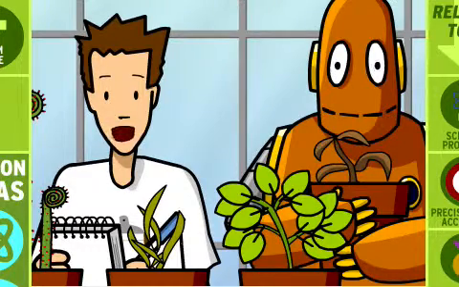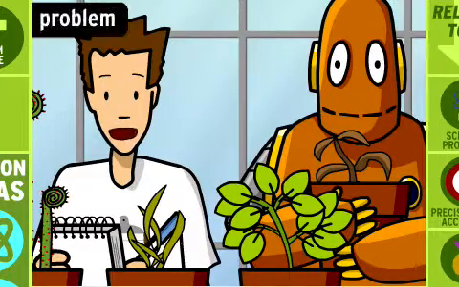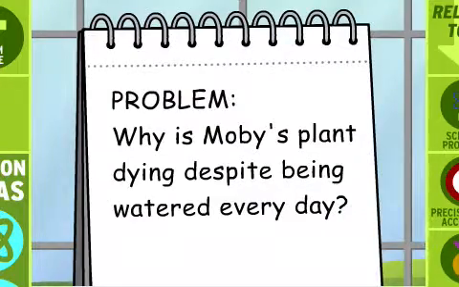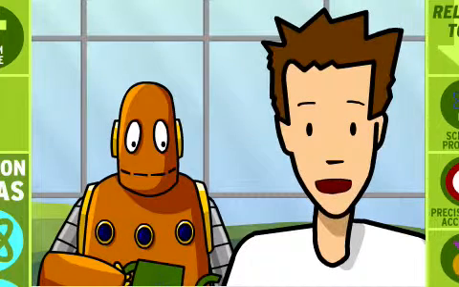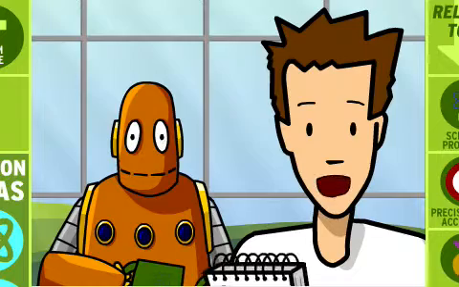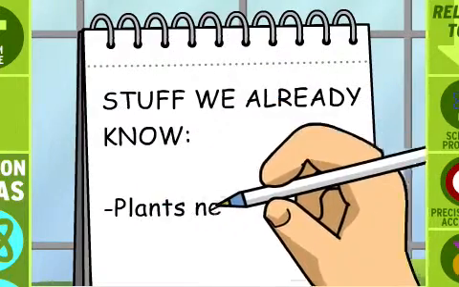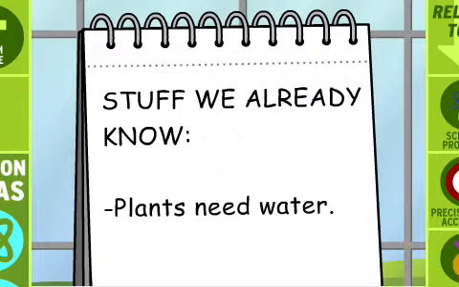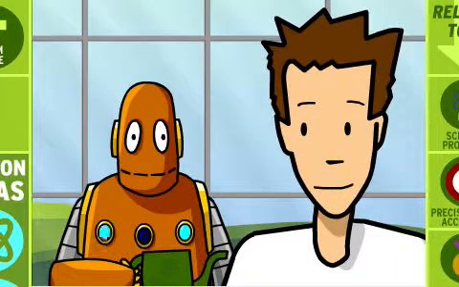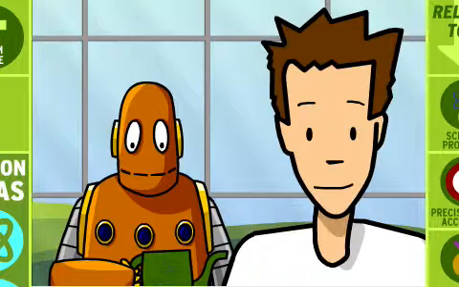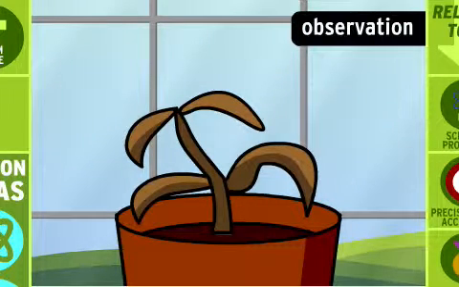The first step in scientific problem-solving is to recognize the problem. Right. The plant is dying, even though it's getting water every day. Why? To solve this problem, we first need to understand what we already know. Okay, plants need water. What kind of plant is that? Fig tree, right. Now we need to make some observations about the plant.